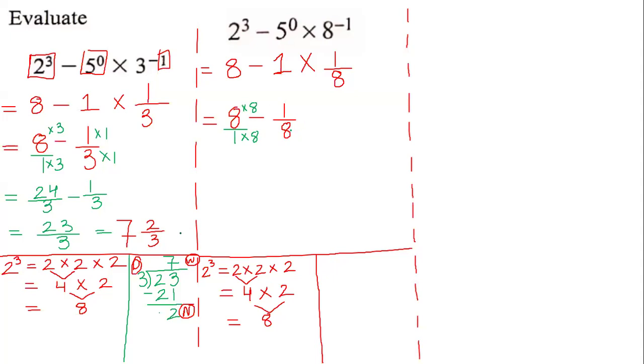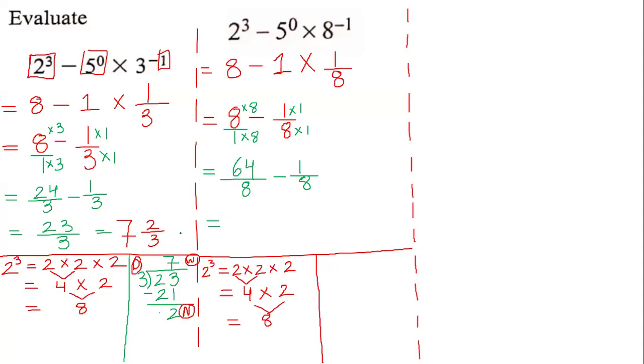Let's go on to the right. 8 times what is 8? 1. And then 8 times 1. Whatever we do to the bottom, we must do to the top. So this is going to be equal to 8 times 8, which is 64. 64 over 8. Very good. And 1 times 8 is 8. Minus 1 times 1 is 1, all over 8 times 1, which is 8.